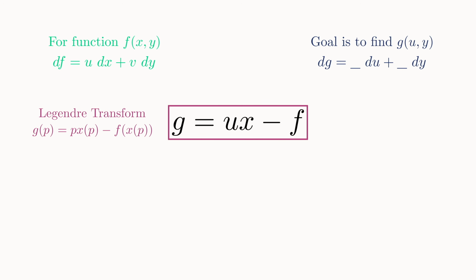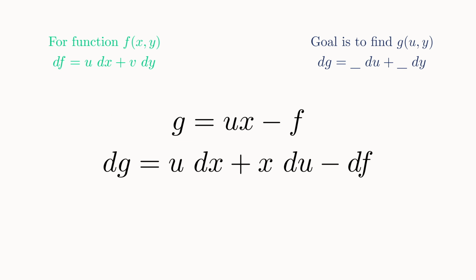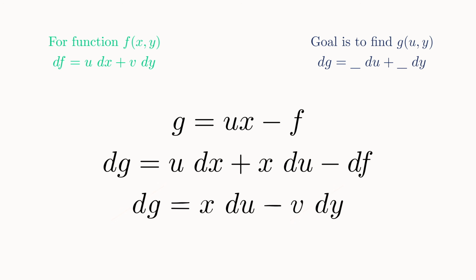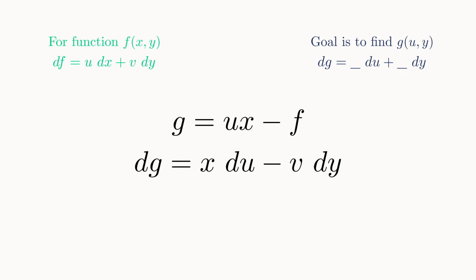If we then take the differential of this, we get dg equals u dx plus x du minus df. Substituting for df, we find the following. And since the differentials here are of y and u, these are the two independent variables of our new function g. The final step is then to just use this bottom equation to solve for x in terms of u. If we do that, then we can replace the x's above with terms that contain u instead.